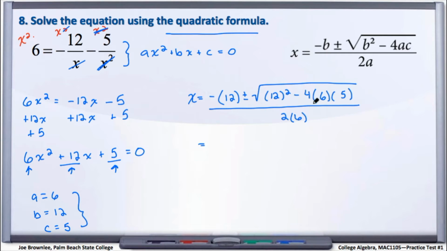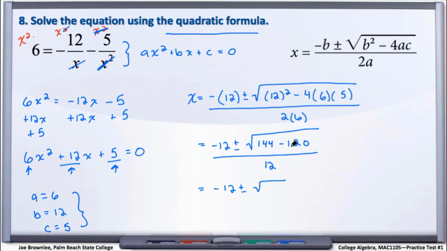All right, so let's go ahead and clean this up, simplify a little bit, so we end up with negative 12 plus and minus the square root. Well, 12 squared is positive 144. Here we have negative 4 times 6 is negative 24. Negative 24 times 5 is negative 120, I believe. And all of this is divided now by 12. Here we'll have negative 12 plus and minus, well, 144 minus 120 gives us 24, over 12.